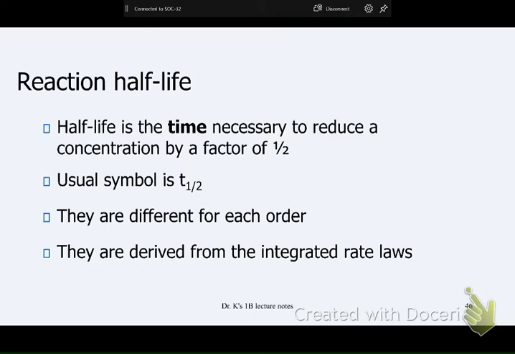Okay? So half-life is the time necessary to reduce a concentration by a factor of 1/2. Its symbol is t1/2. Right? And every order has its own equation. So there are 3 more equations we're going to have. They're going to be on your equation sheet most likely. I can't remember if I put them on there or not. All right. And they come from the integrated rate laws. So what I'm going to show you in this next bit is how you get them from the integrated rate laws.